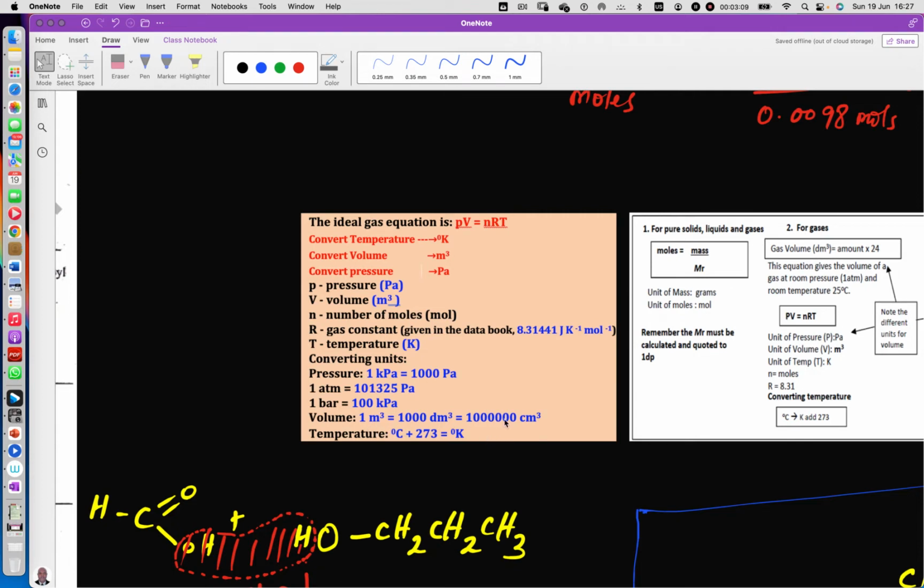I say if you were given cm cube, to have m cube, you divide by 1 million. But if you were given dm cube, you divide by 1,000. And to convert the temperature, you have to add 273.